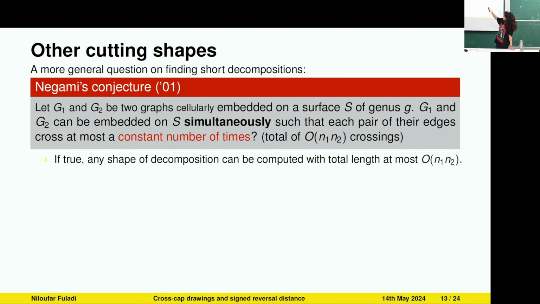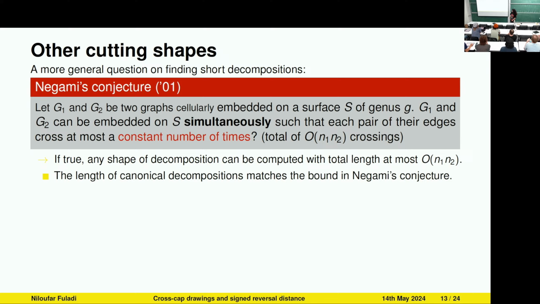So if this is true, then you can just fix one of these graphs as the graph of the metric and the other one as some kind of decomposition, and that would somehow imply that every decomposition can be computed with total length of order n1 times n2, where n1 is the number of edges of the graph of the metric, and n2 is of the decomposition. So far, I think we don't know even many examples that match this bound. The canonical decompositions for orientable surfaces, and our result for non-orientable, match this bound. It gives order of g n, where it's good.